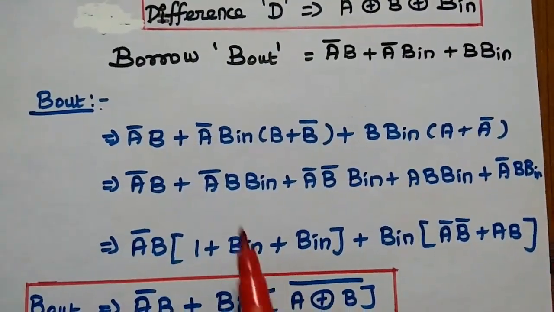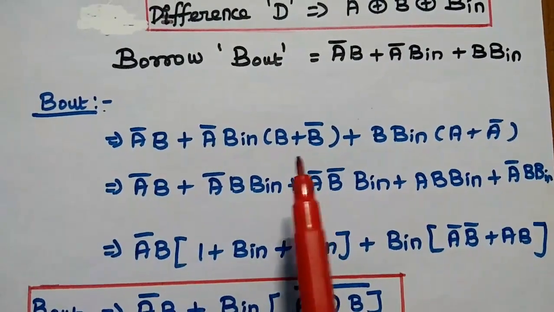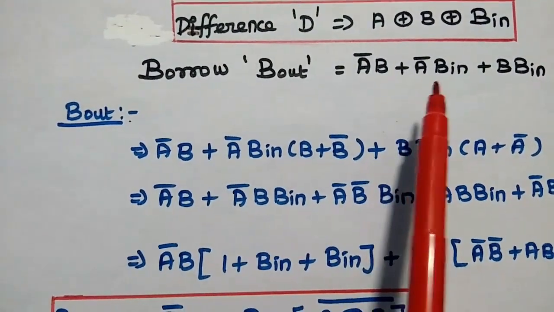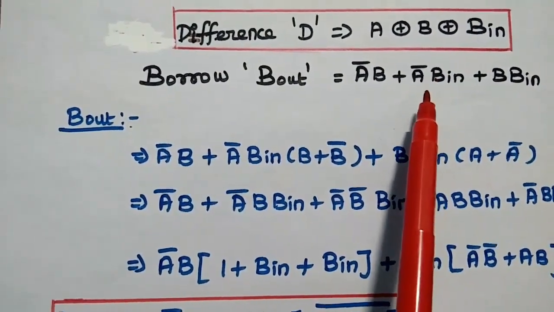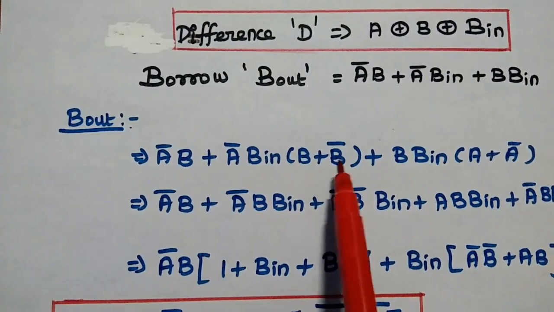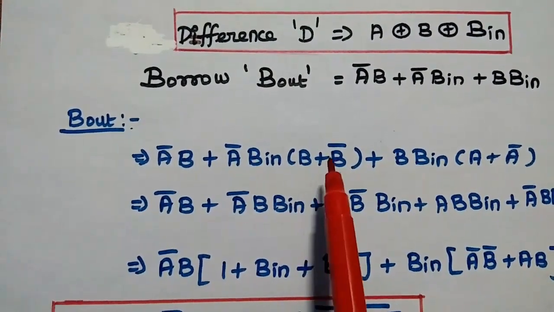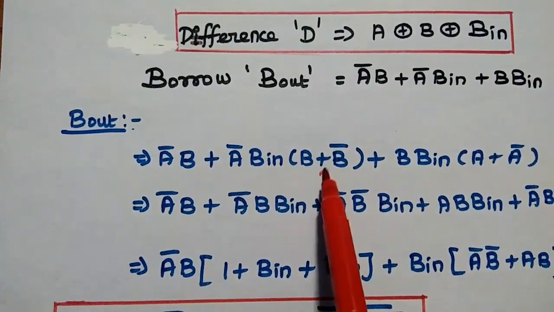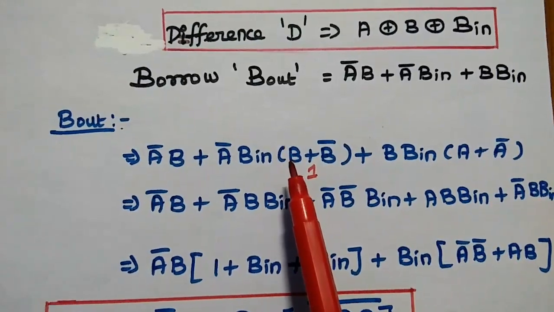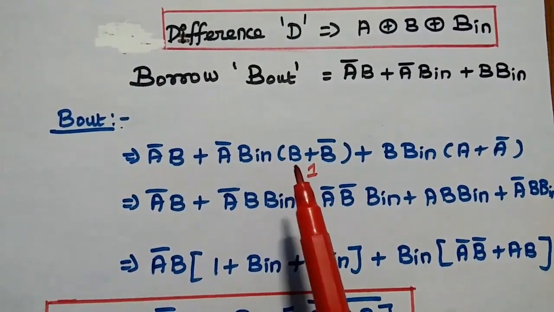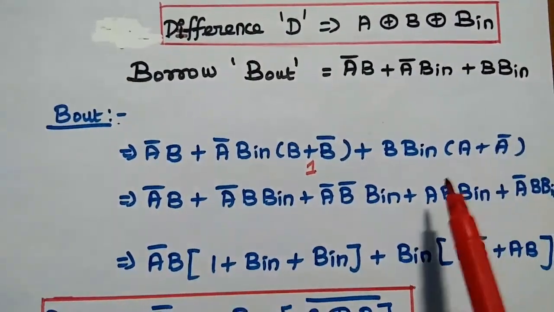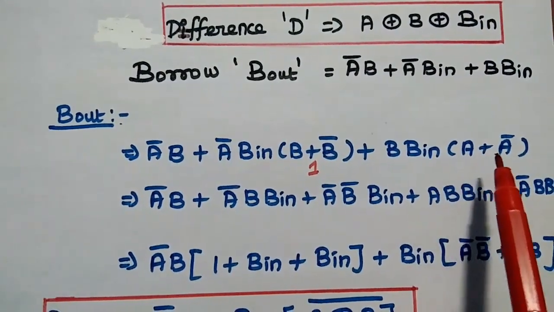For that we have to consider this borrow expression and take this A bar B as such, and the second term A bar B in. Here the input B is missed out. So we are going to multiply this with B plus B bar. Any bit added with its complement is equal to 1. Correct? So we can multiply B plus B bar with this expression. Likewise, in the last value A is missed out, so we have to multiply the term with A plus A bar.